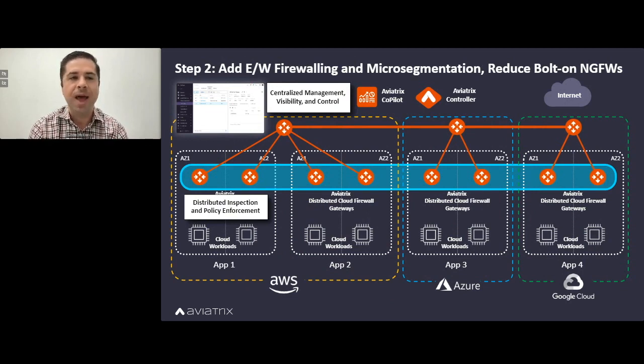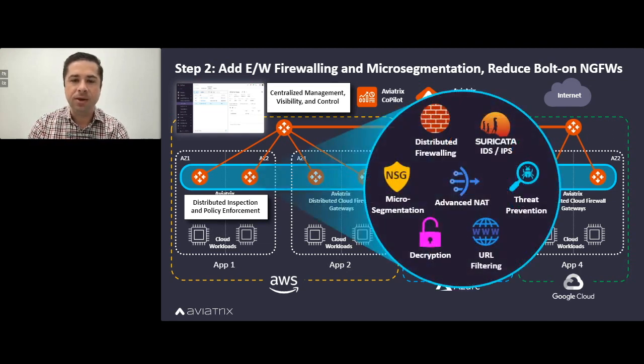So step two, once you've solved the egress security challenge, once you've deployed our Distributed Cloud Firewall for egress, you can start replacing other components in the cloud, whatever you're using for networking between different VPCs, for connecting back on premises. We can build the Aviatrix Secure Cloud Network on top of that. And we can add east-west firewalling and micro-segmentation, which allows us to reduce the existing bolt-on firewalls that you have in your environment, and instead build that network security into the cloud network itself.